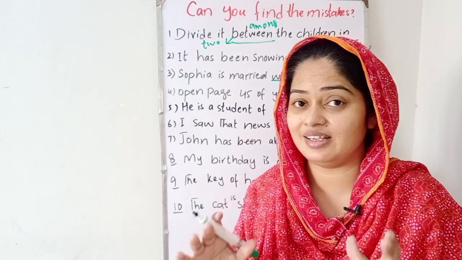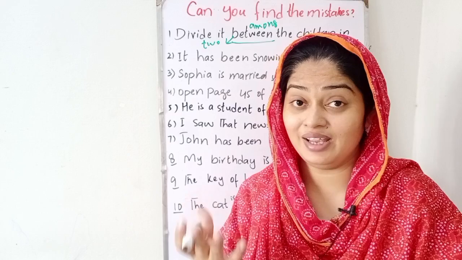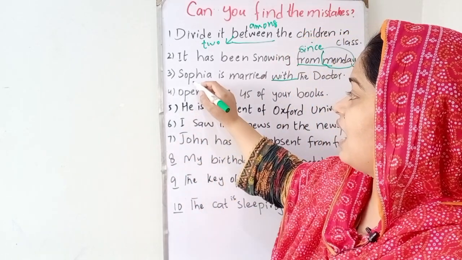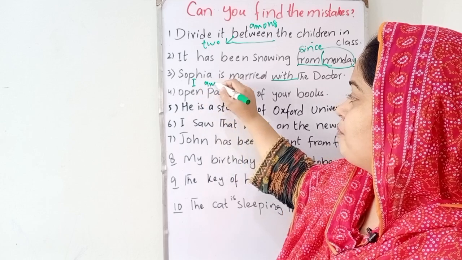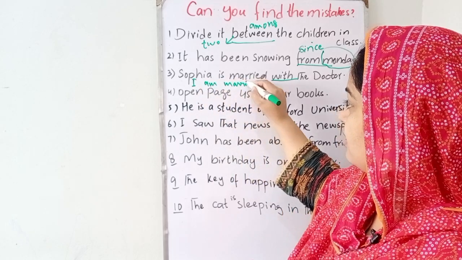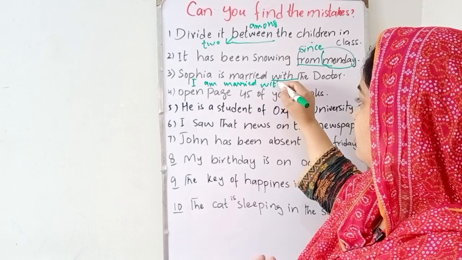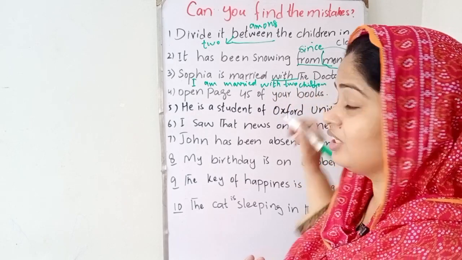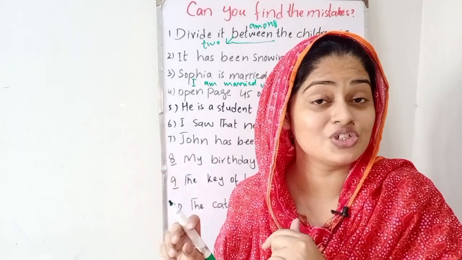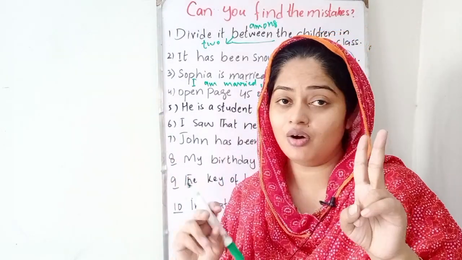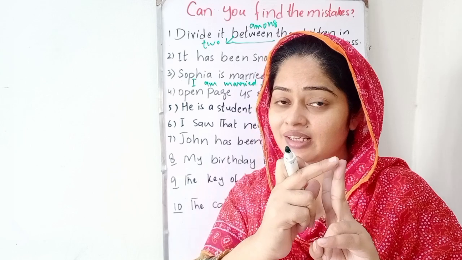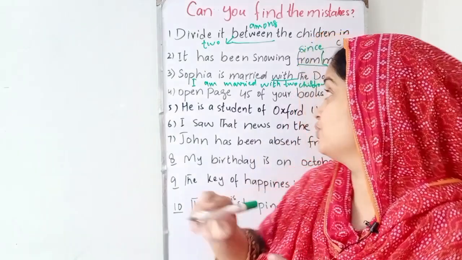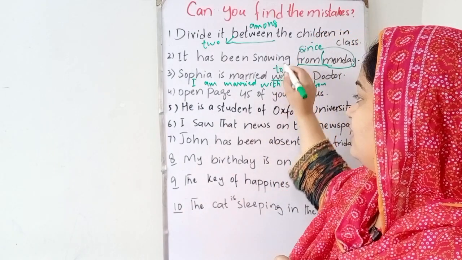Now next, Sophia is married with the doctor. Now here is the mistake. Why? I am going to give you the logic. If I am saying that I am married with two children, it means that I am married with my spouse and he has two children. Now Sophia is married with only the doctor, he has no kids, so you have to use to, not with.